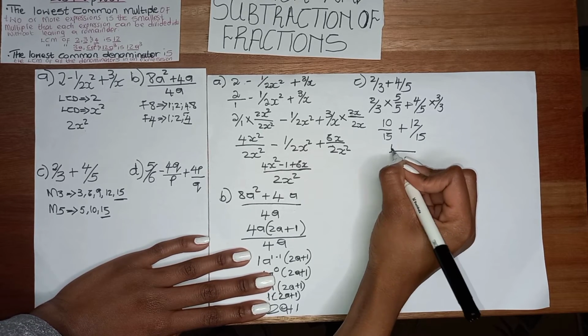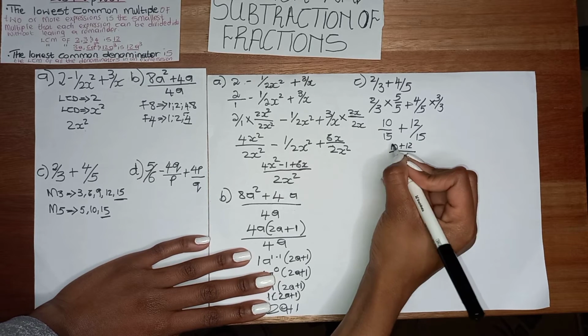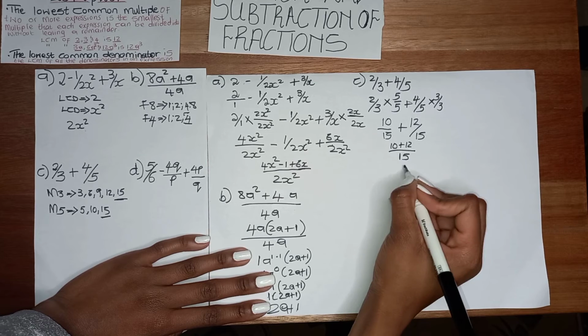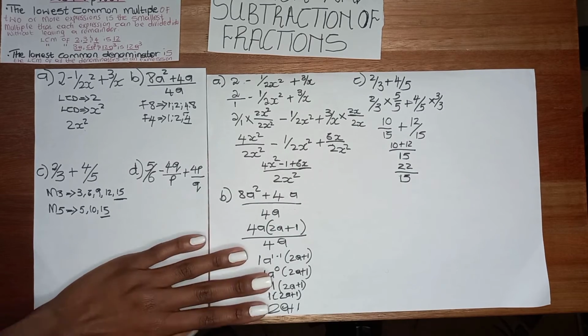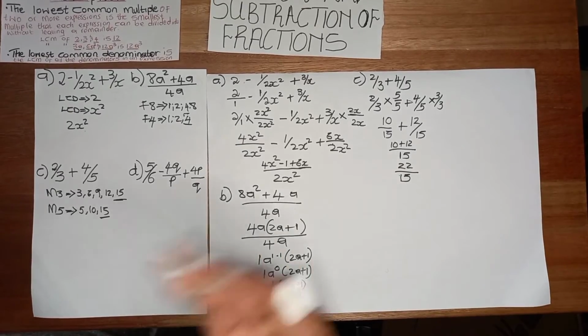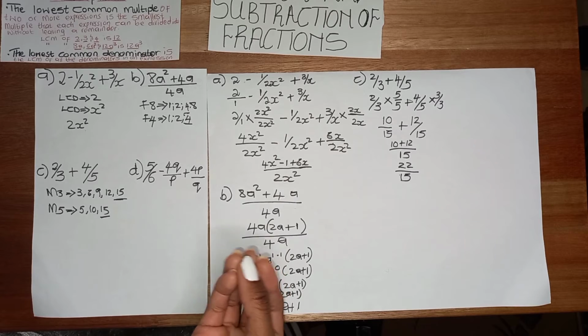Now you add the numerators and keep one denominator. 10 plus 12 is 22 over 15. So this is your final answer. First step, make the denominators the same.